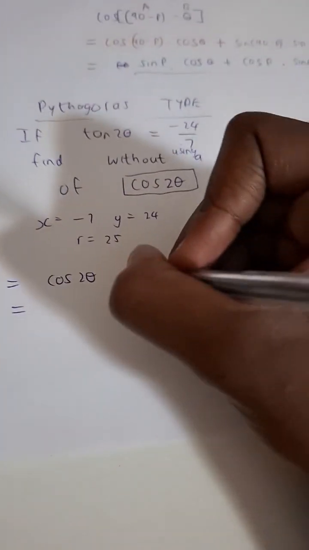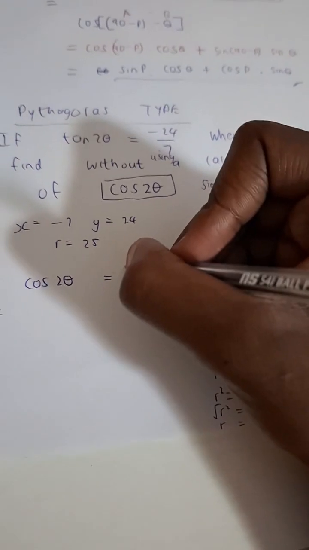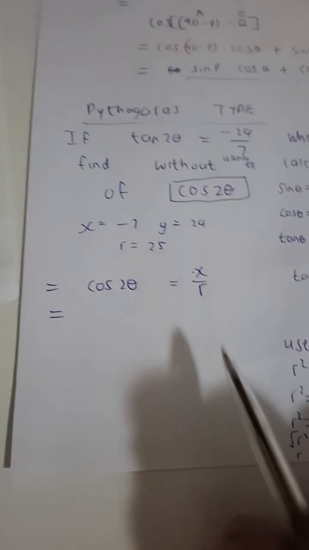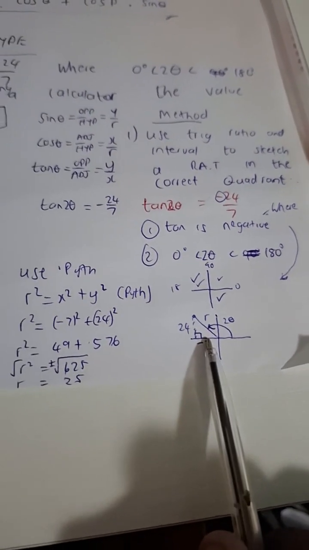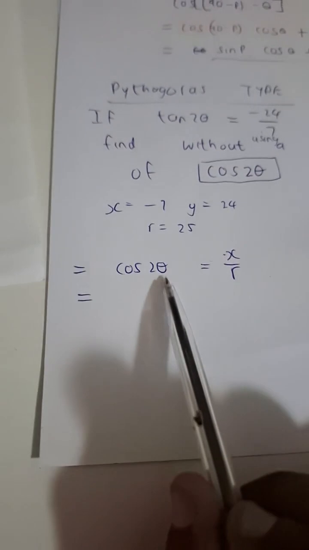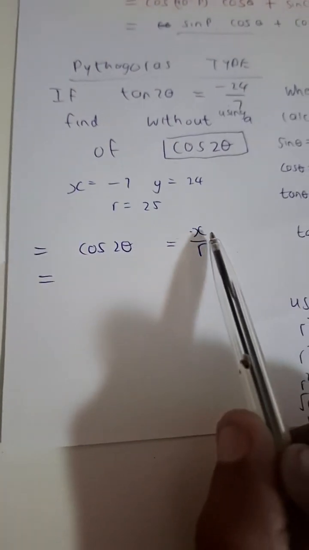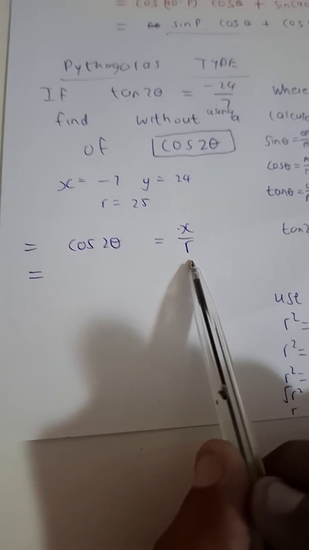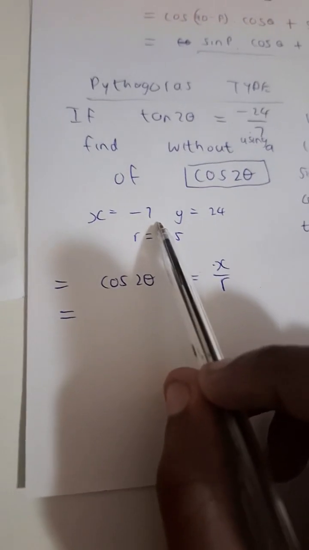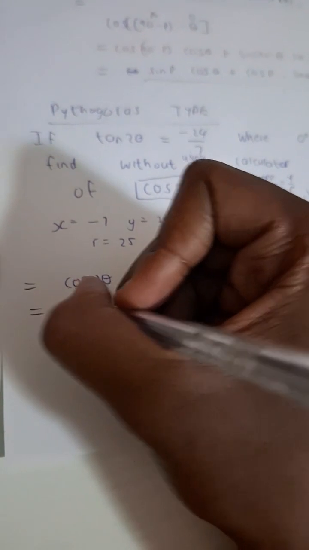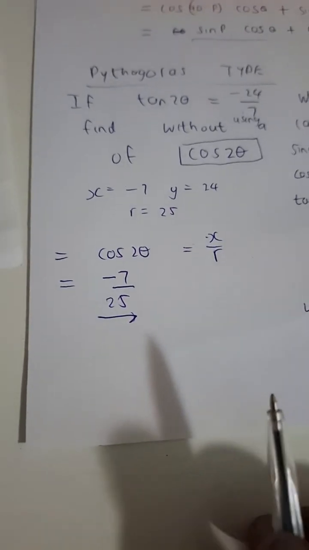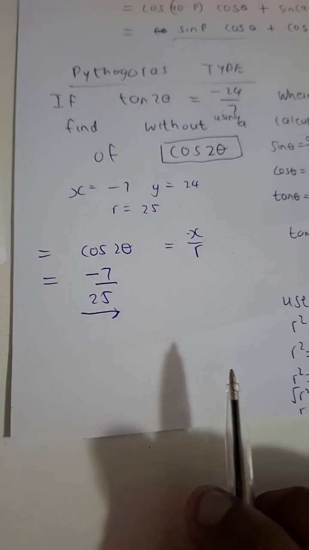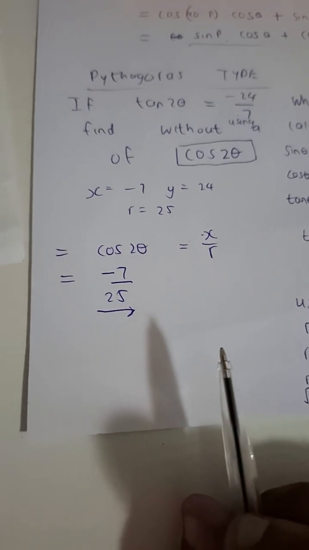When we evaluate cos 2 theta as a whole, okay, we know it's x over r, right? Because we already have factored in the fact that this is the double angle. So now if we evaluate the cos 2 theta, cos for 2 theta will still be adjacent over hypotenuse, meaning x over r. What is our x value? Our x value is negative 7. What is r? It's 25. Okay, so we have negative 7 over 25. Yeah, that's what cos 2 theta is actually equal to.